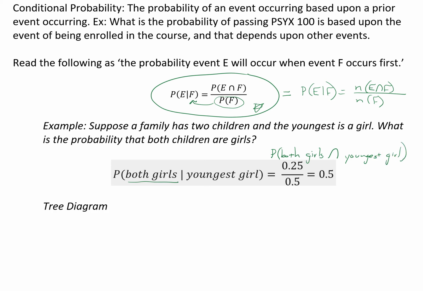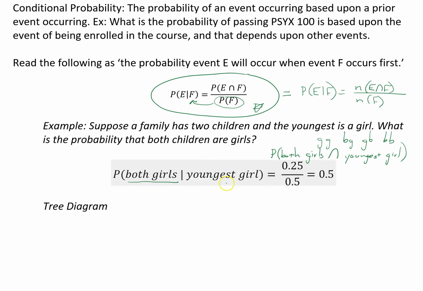Okay, and that intersection happens to be the situation that both have to be girls. The only way that both are girls and the youngest is a girl is if you have girl-girl. And thinking back to all the situations for how a couple could have 2 children, you could have girl-girl, boy-girl, girl-boy, or boy-boy. So we know the probability of having both being girls and also the youngest being a girl is 0.25.